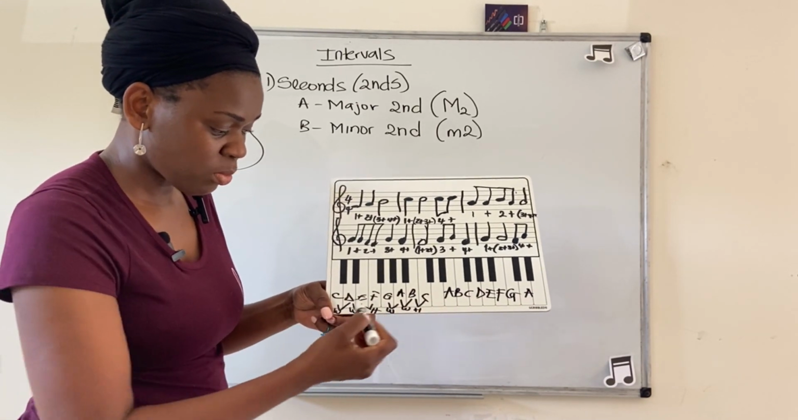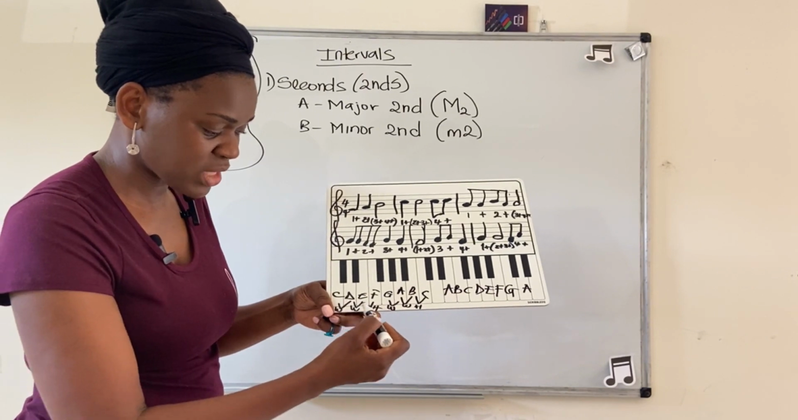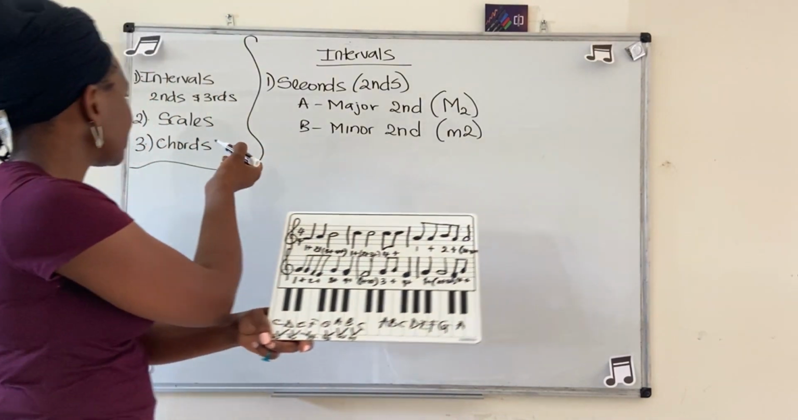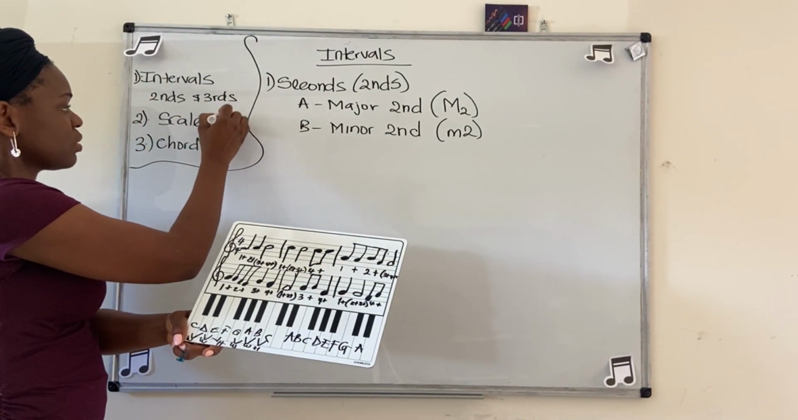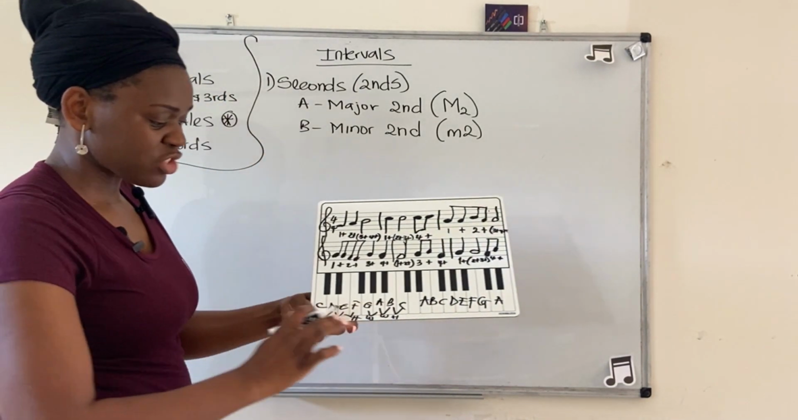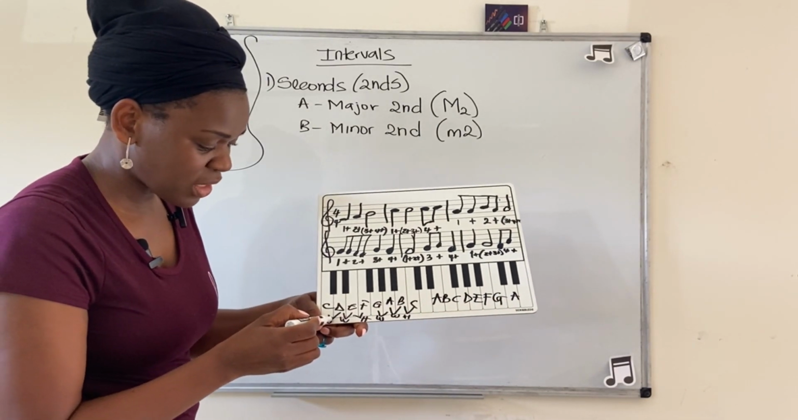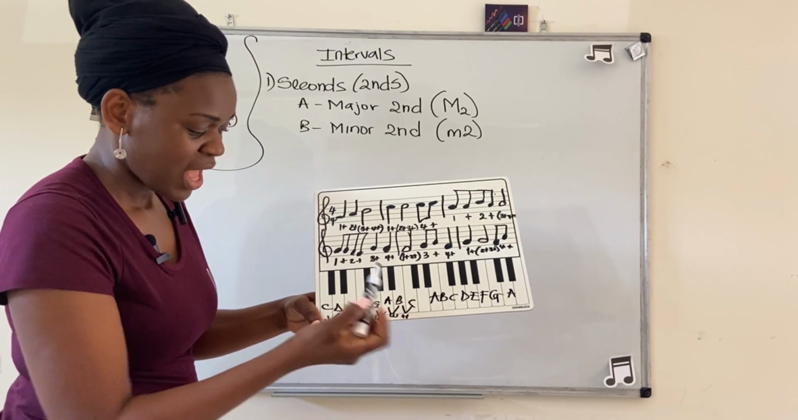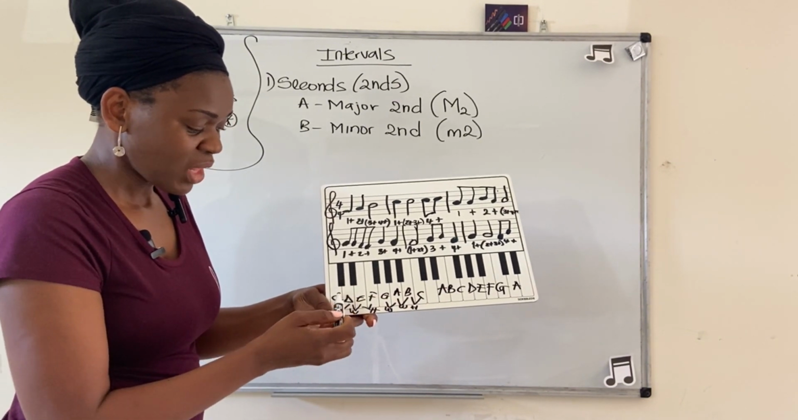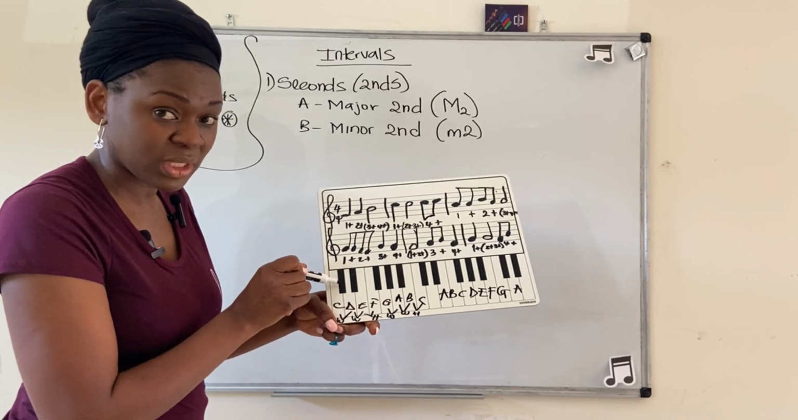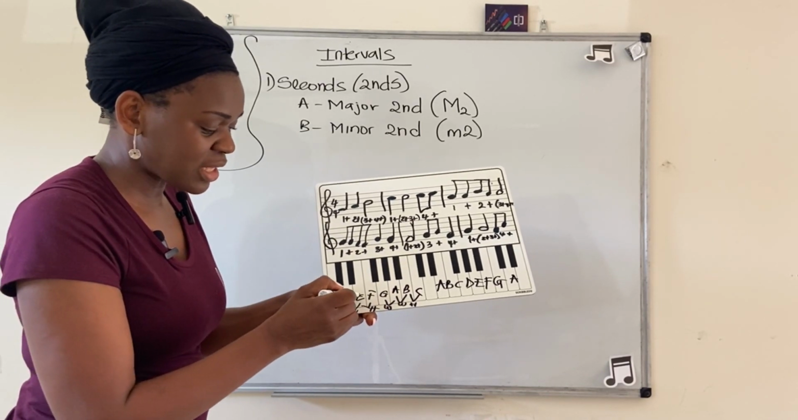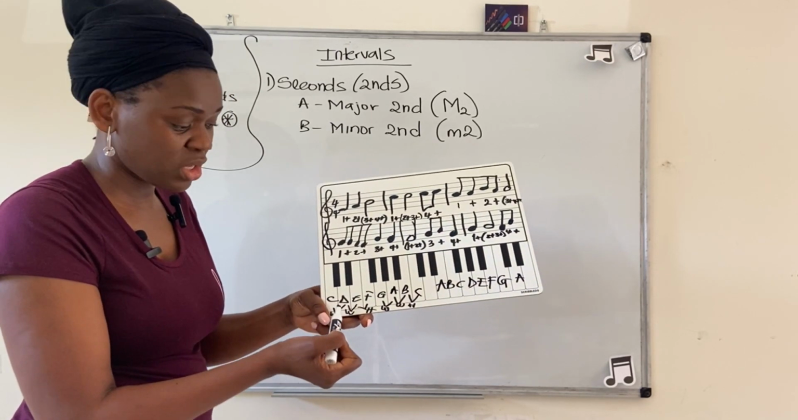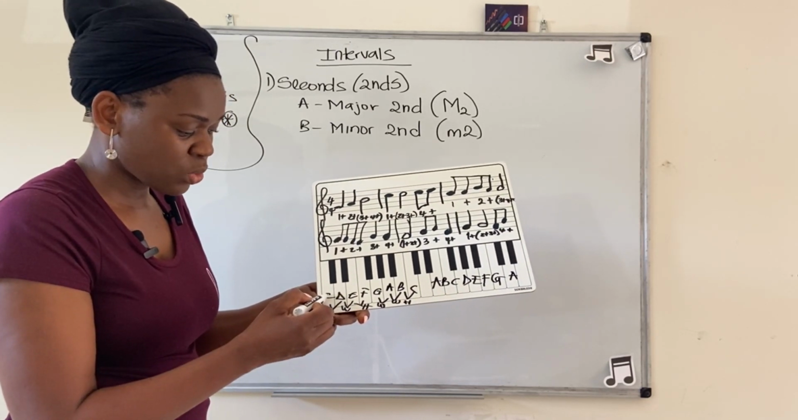And in this form, what we see is whole step, whole step, half step, whole step, whole step, whole step, half step. We're going to see that when we look at scales. But for now, let's just stick to this. Any two white keys that have a black key in between is a whole step. And any two white keys that have no black key in between them is a half step.